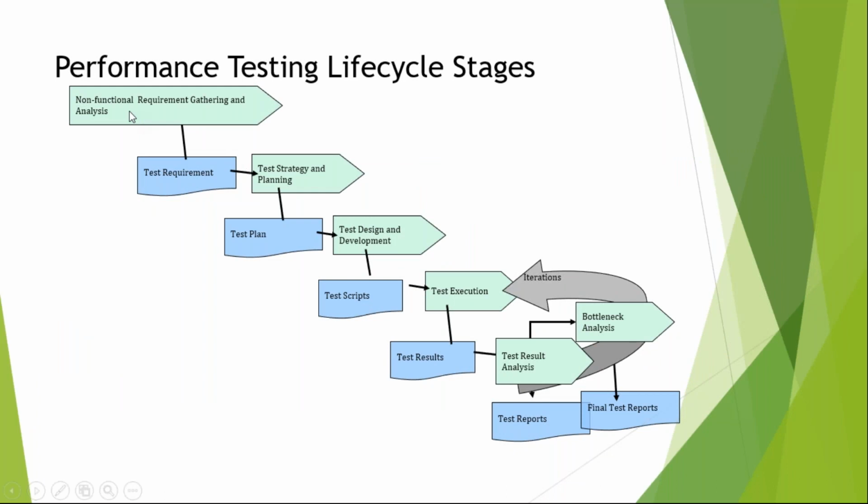Initially, they will do requirement gathering. Requirement gathering means first they will do test requirements and then the test plan, and then script preparation. Then they will do execution, and then the result preparation. If there is an issue, they'll report it, and then they will do a retest. This is what a life cycle is.